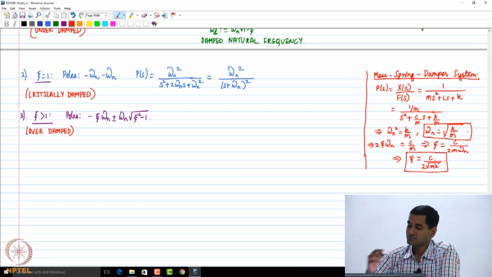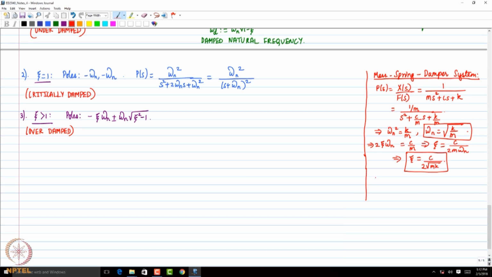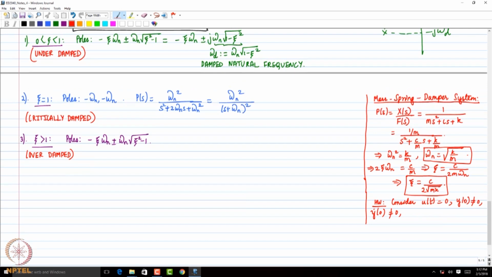Okay. So as homework, I want you to do this. Please do this. Consider u of t to be 0 in the above governing equation. Y of 0 is not equal to 0, y dot of 0 is also not equal to 0, but zeta is 0, right? That's the undamped case.